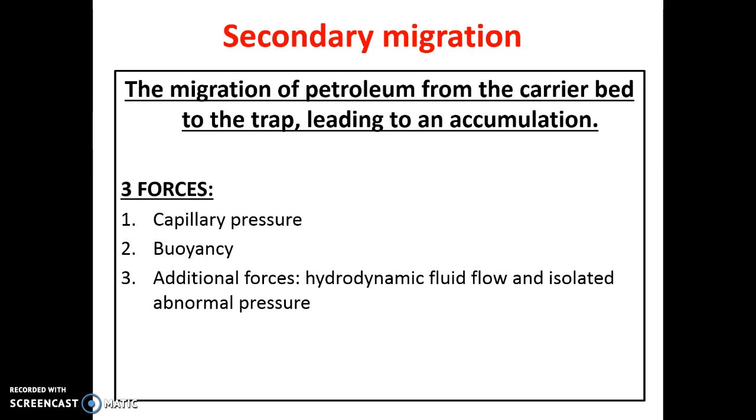Okay, so for the secondary migration to occur, there should be work required to increase the surface area of the oil-water interface to force the oil phase through the smaller pore throats of a confining bed. So meaning here, we need sufficient pressure to force the hydrocarbon into the connected pore throats of a rock. Okay, so the first force that we need is the capillary pressure.